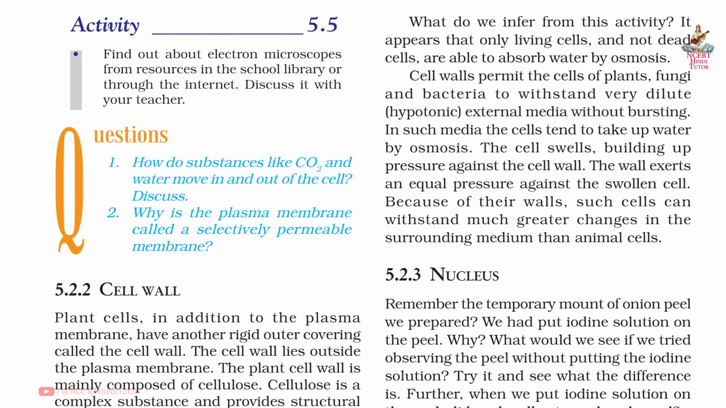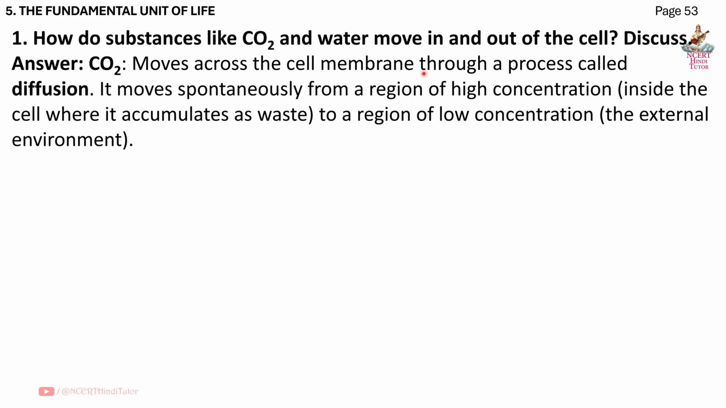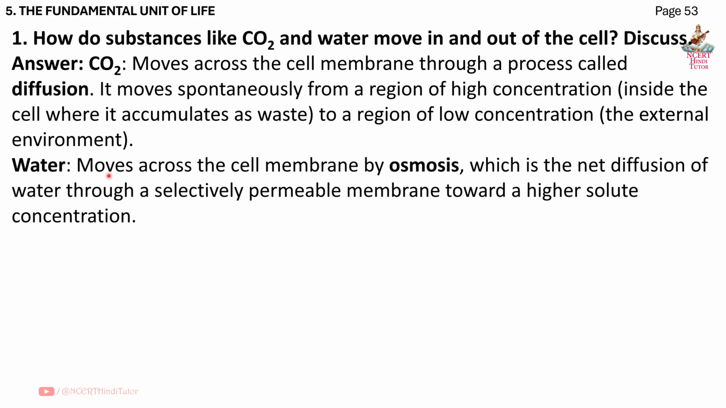Page 53, Question 1. How do substances like CO2 and water move in and out of the cell? Discuss. Answer. CO2 moves across the cell membrane through a process called diffusion. It moves spontaneously from a region of high concentration inside the cell where it accumulates as waste to a region of low concentration, the external environment. Water moves across the cell membrane by osmosis, which is the net diffusion of water through a selectively permeable membrane toward a higher solute concentration.